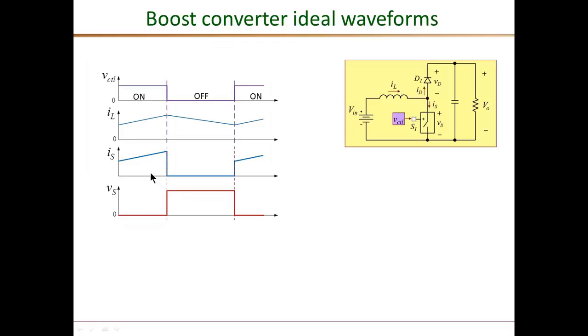Similarly, the voltage across the switch when the device is turned on is ideally 0, and when the device is off, it supports the maximum voltage, which in this case is the output voltage. This magnitude is VO.